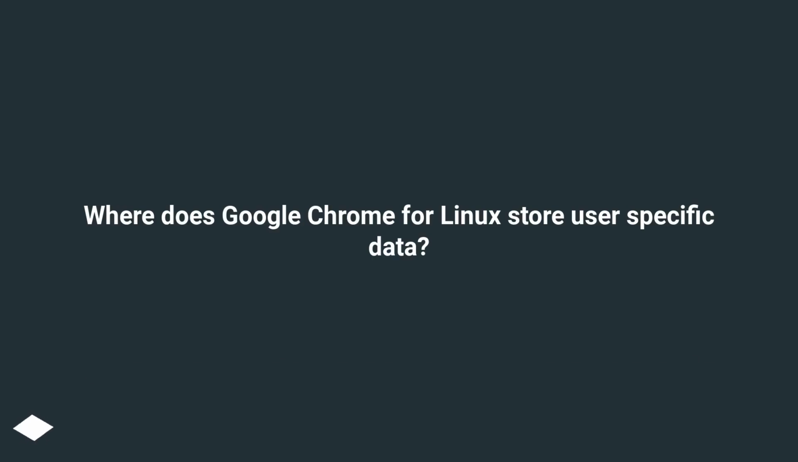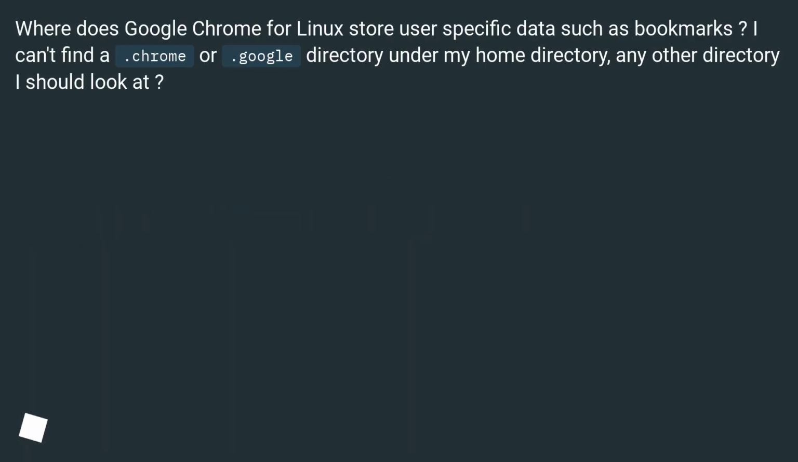Where does Google Chrome for Linux store user-specific data? Where does Google Chrome for Linux store user-specific data such as bookmarks? I can't find a .chrome or .google directory under my home directory. Any other directory I should look at?